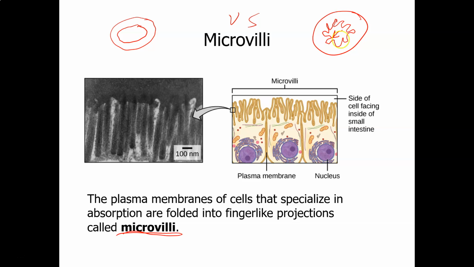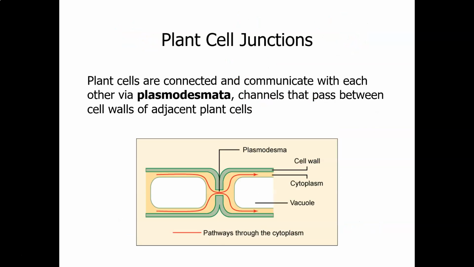So in the intestines, they have folds called villi, and then those villi have additional folds called microvilli. So their purpose is increasing surface area for the absorption of nutrients or for other chemical processes.